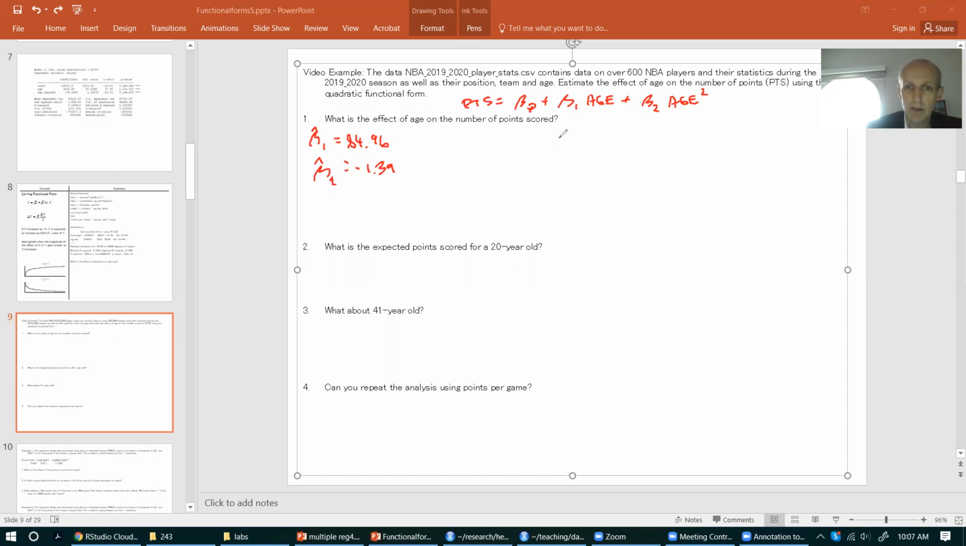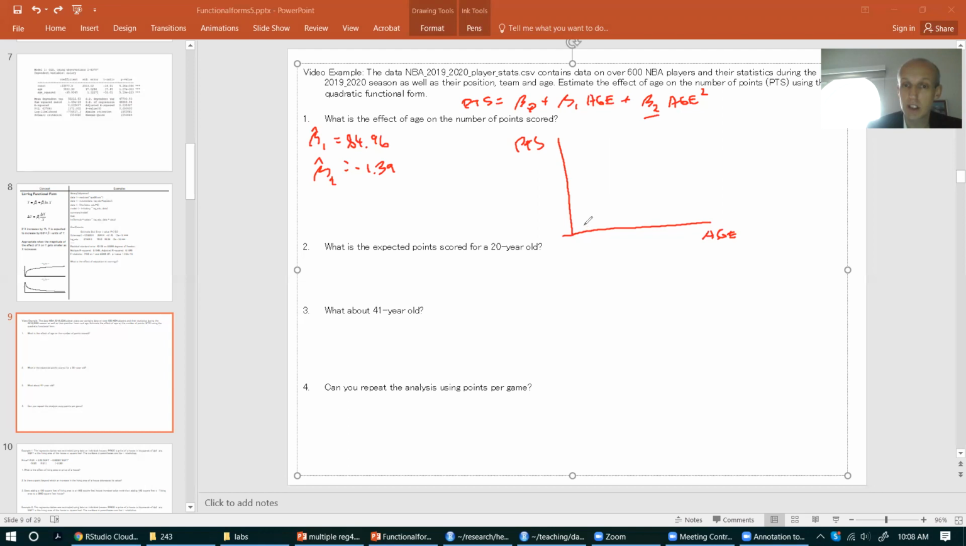With a quadratic functional form, we know that we are fitting a parabola through the data points. Here, age is the independent variable, points is the dependent variable. Is the parabola facing up or facing down? We need to look at the sign of the coefficient on the quadratic term. The sign is negative, meaning that the parabola is facing down. When the sign on the coefficient on the quadratic term is negative, the parabola is facing down. So we're looking for a maximum.